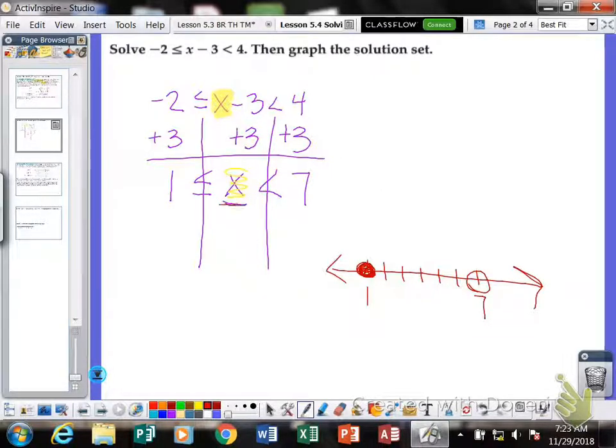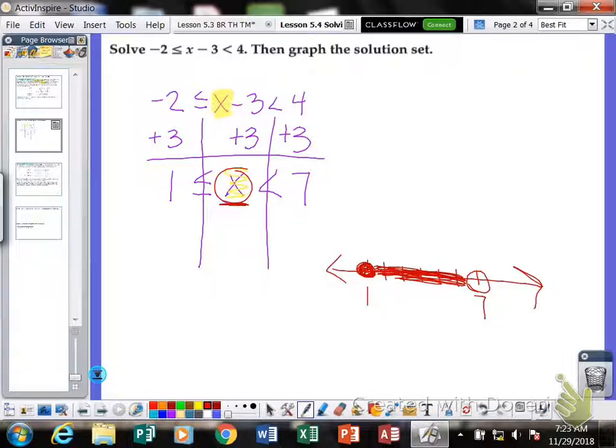Now, look, x is in between. So this number has to be between 1 and 7. Can't be less than 1, can't be greater than 7. So all of this stuff in between then needs to be shaded. And that's how you solve and graph that.